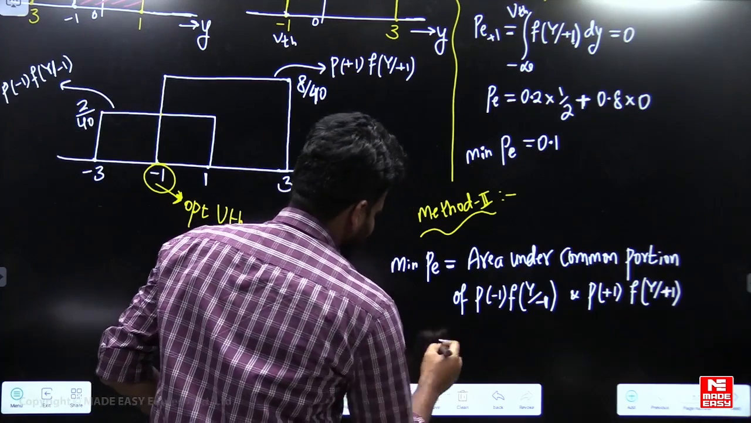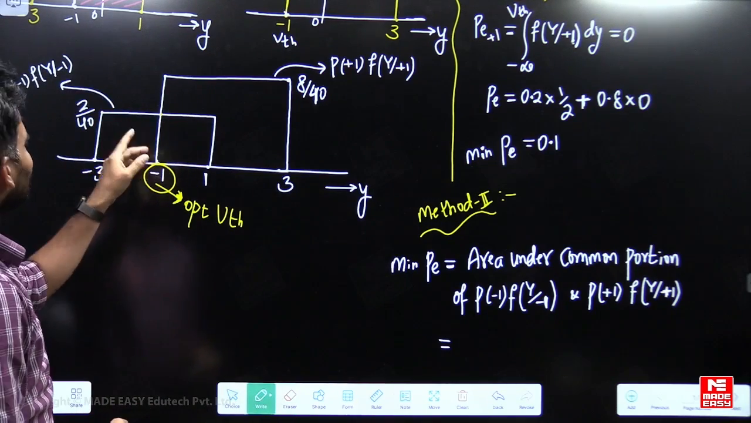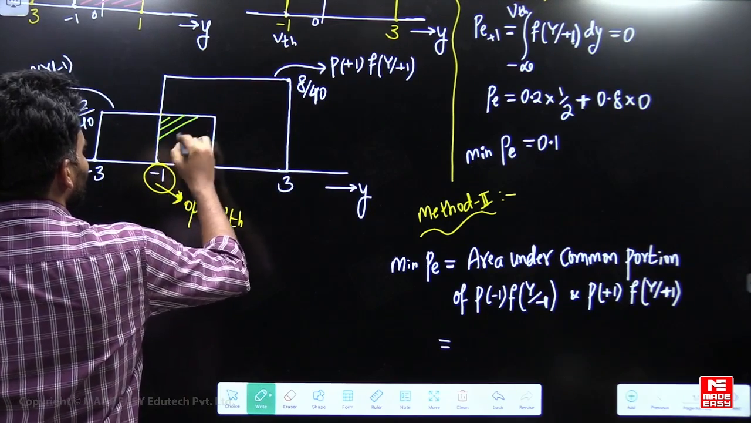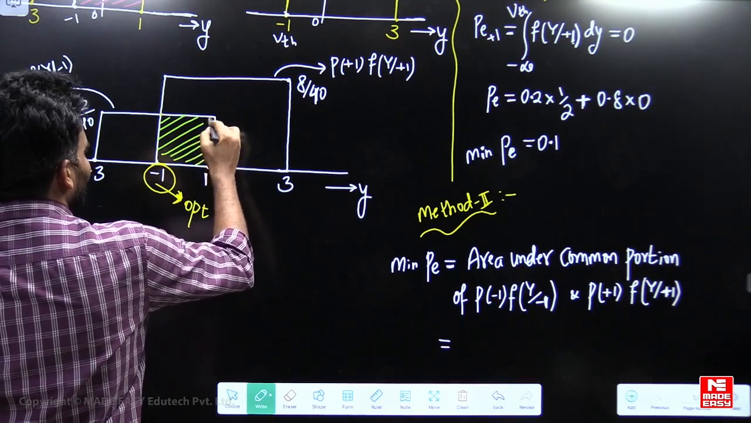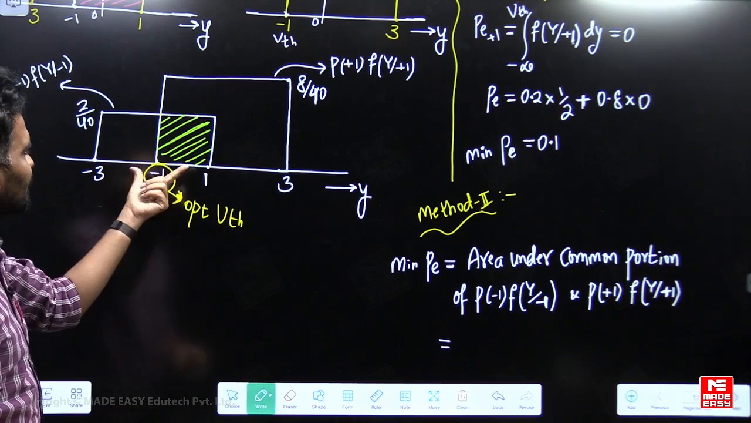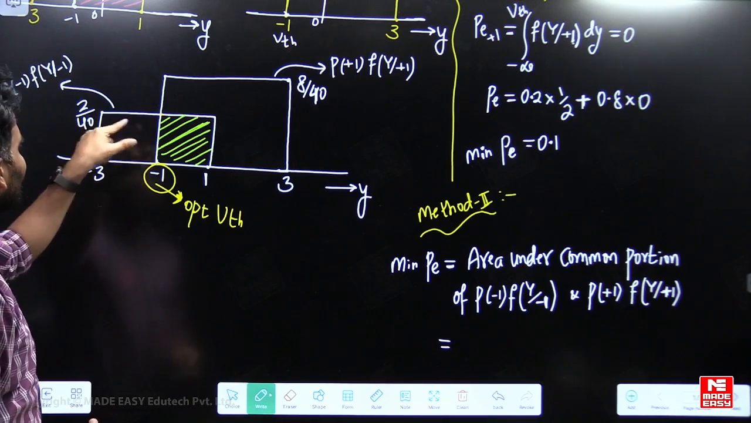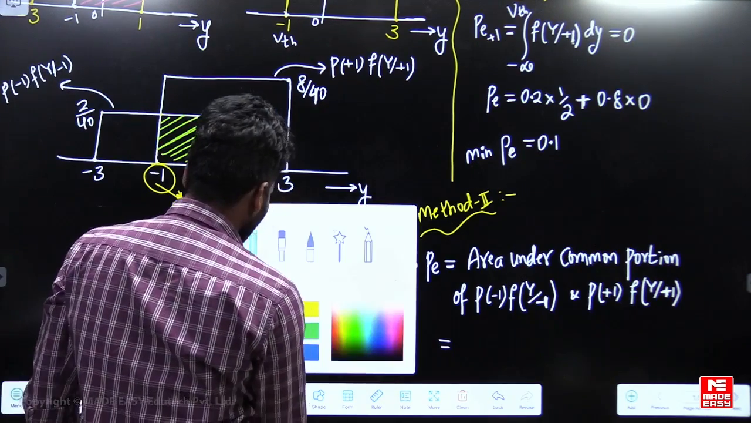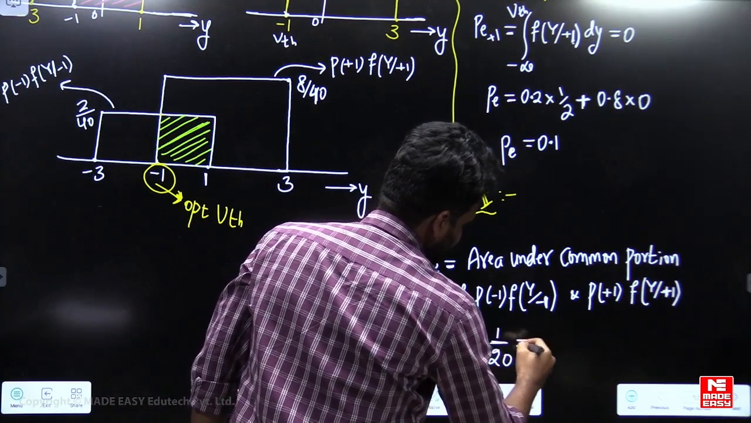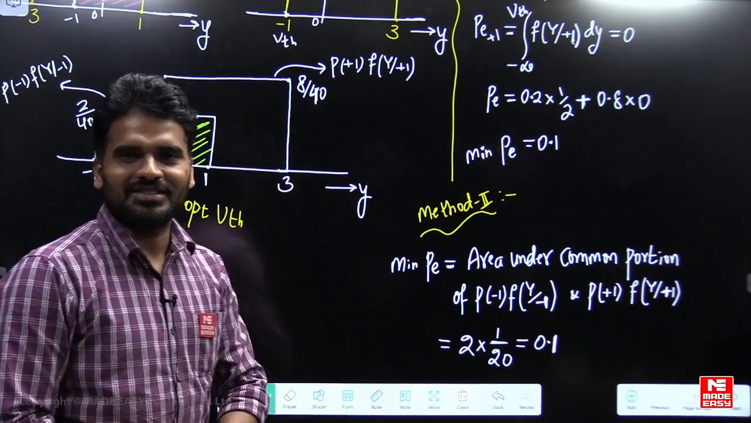So what is the common portion here between these two density functions? This is the common portion here. Simply you have to find the area under this common portion. What is the area under the common portion here? This is simply a rectangle. The width is 2. The height is 2 upon 40, meaning 1 by 20. So this will be 2 times 1 by 20, so this will be 0.1 only. So this will be the shortcut.